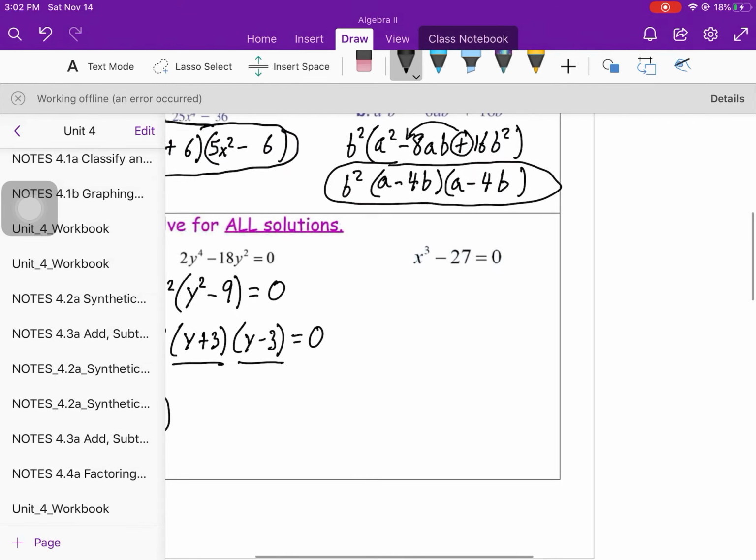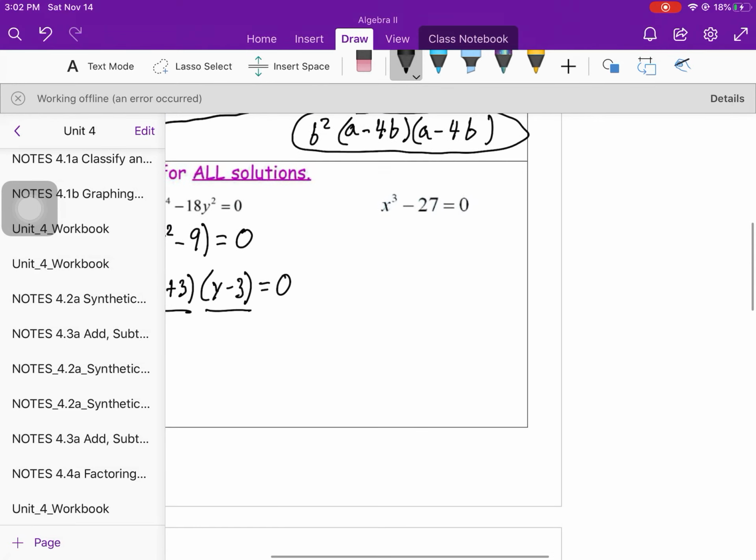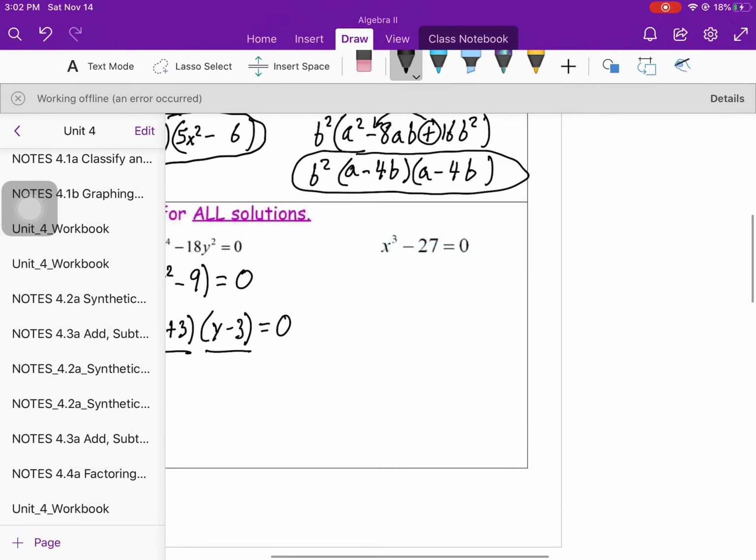So let's go ahead and try this next one here. This one, we have to recognize that now we have two perfect cubes. This is where we have to know that pattern that we talked about in 4.4a. This is a special pattern. This is that a cubed minus b cubed equals, you will need to have this memorized for your test too. Just keep that in mind.